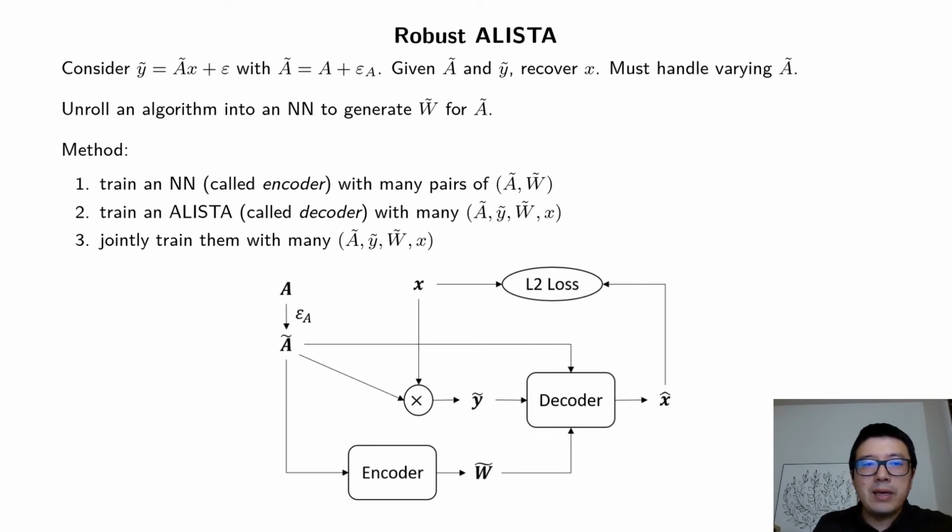And then we combine the encoder and decoder into one bigger process and jointly train both of them with many pairs of these A, Y, W, and X. And the end result is that, given A tilde and Y, the whole network will directly produce X, without asking the user to call a solver on the quadratic program to get W first.